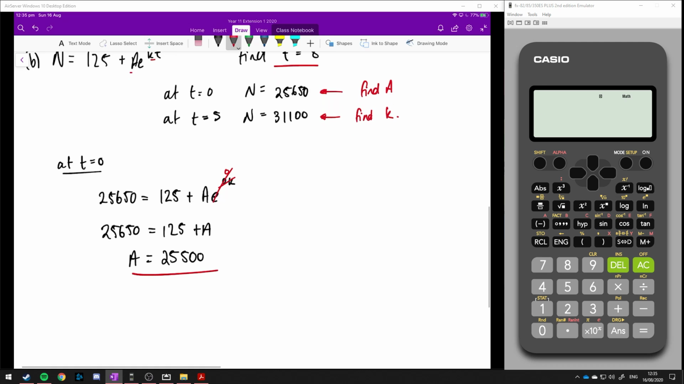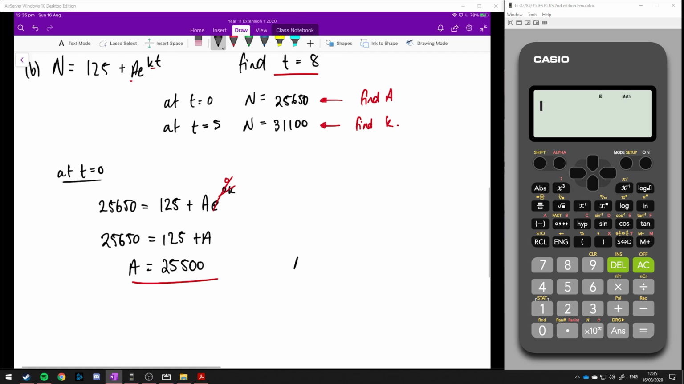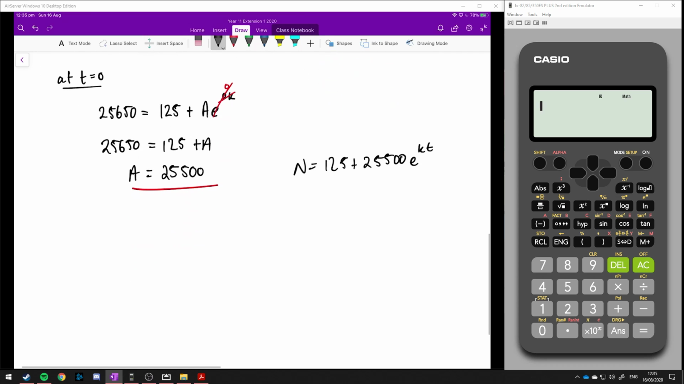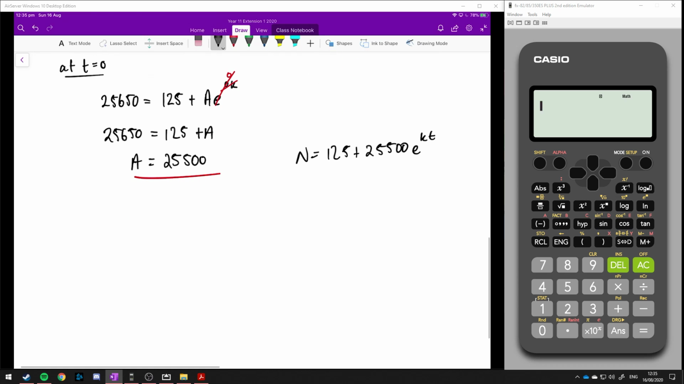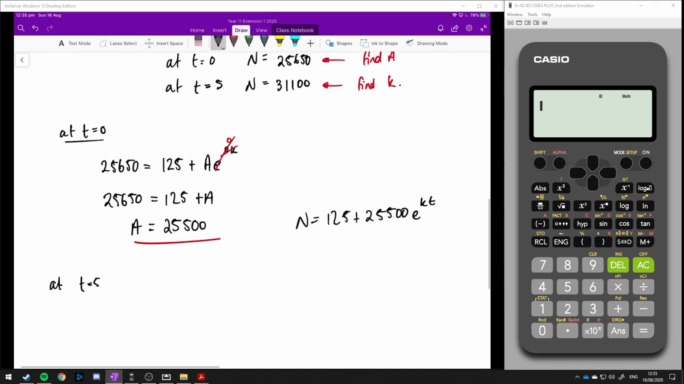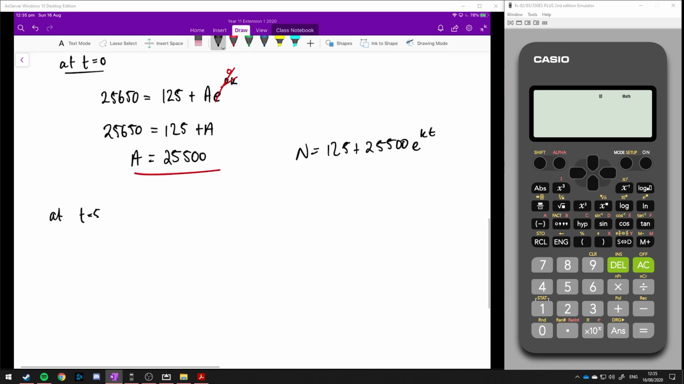Okay, so that's the a value. So now that means our formula is going to become n is equal to 125 plus 25500 e to the kt. So now what we need to do is find the value of k. What's the constant of proportionality for this exponential? So at t is equal to 5 is our next step, we're going to substitute those values in that we know.